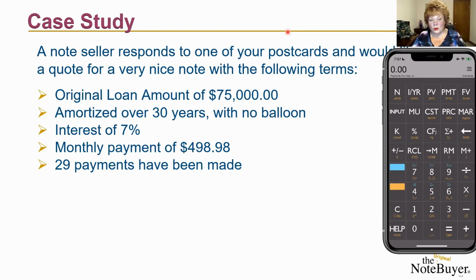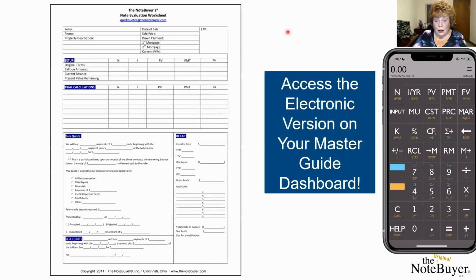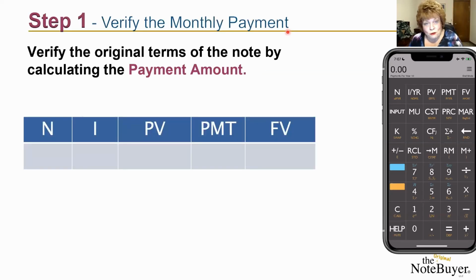Now, what would you do if you got that information? Where do you start? Well, the first thing I always want to do is verify that the terms are right. You would not believe how often the terms, what they say on the note, are wrong. Either they made a mistake in the calculation, or what's more common is that people tell you the wrong payment amount. They'll say, like on this one, they might have said the payment's $500. Well, it's not. If you look, the note says $498.98.